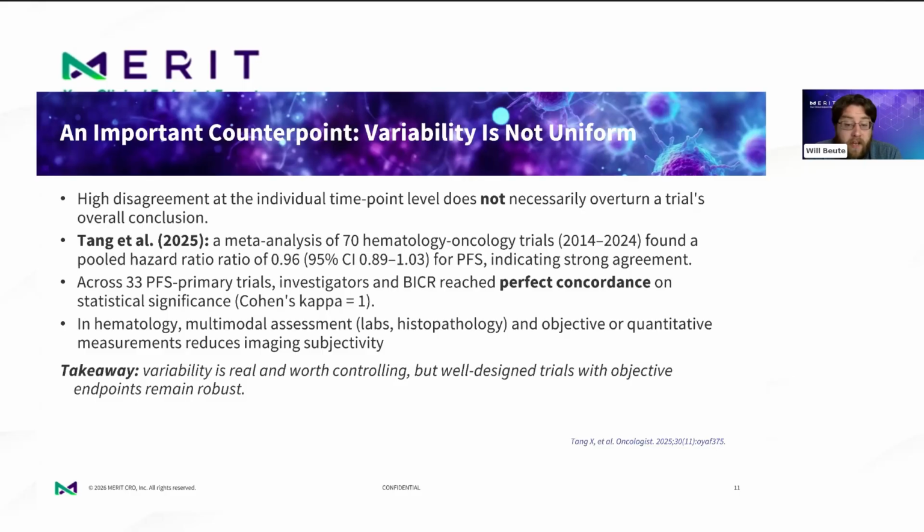So the overall takeaway is a measured one. Variability is real, and it is absolutely worth controlling, but well-designed trials built on objective endpoints remain robust, and certain types of cancers, by their nature, will be less ambiguous in their presentations. The goal, again, is to manage the variability, not to fear it.